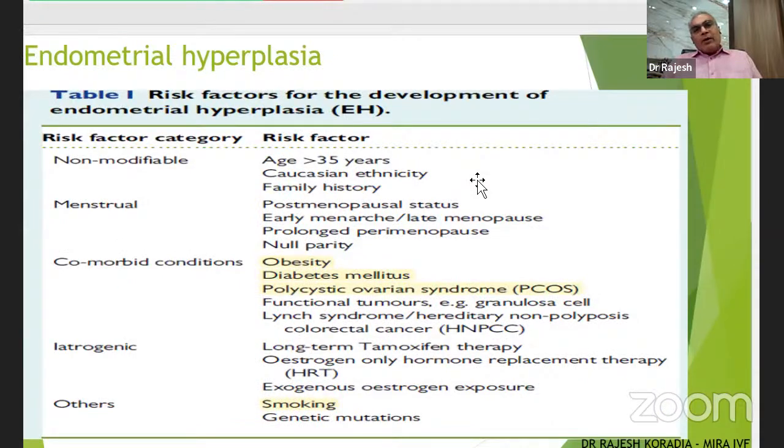Endometrial hyperplasia is interesting when you come across a case. There are certain correctable etiological causes which should be considered, like obesity, diabetes mellitus, PCOS, and smoking. So these are preventable, or you can say correctable, problems when there is a hyperplastic endometrium.